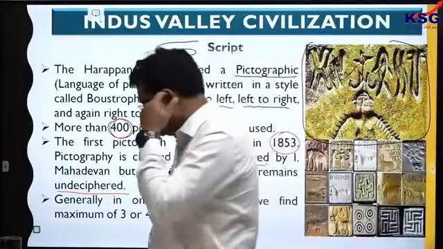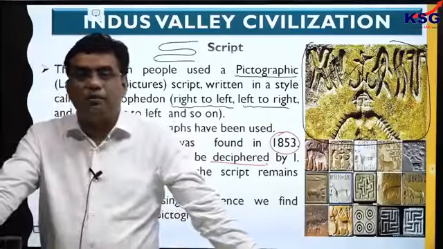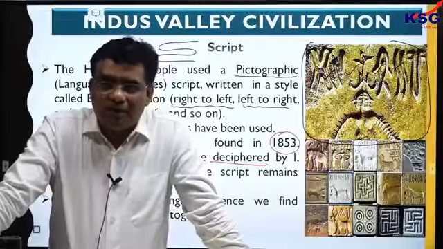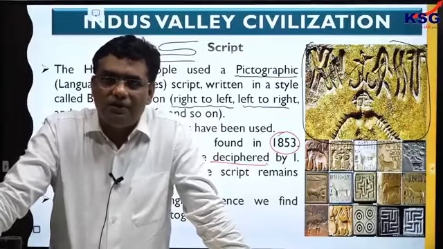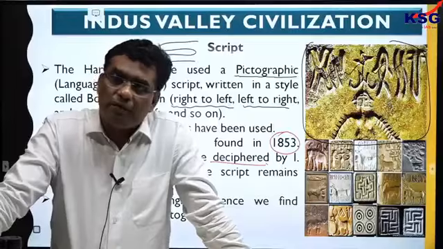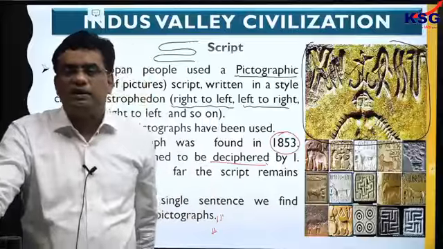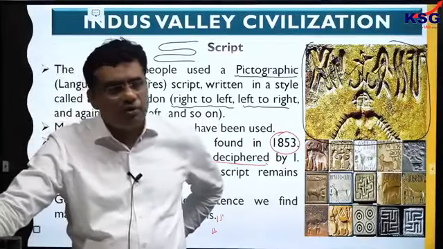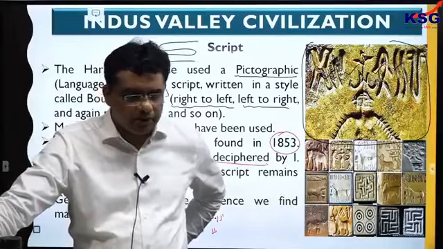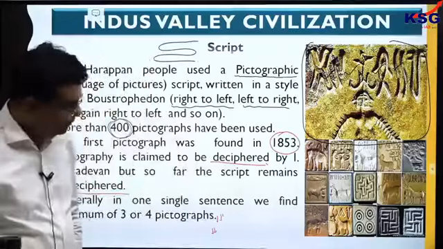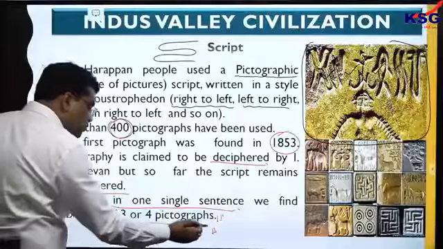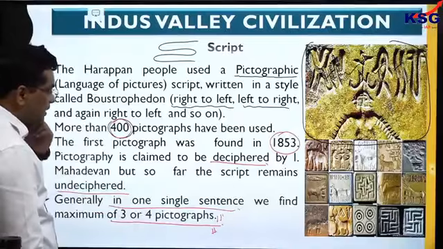So they had a script. They also had very distant communication. Suppose they had to purchase something from Mesopotamia, then what would they do? A communication language, a link language, was needed. A script is generally derived when you have long distance trade. What I feel, and what other scientists feel, is that it was mainly because of long distance trade that a script was realized. A script became the need of the time. So generally in one single sentence we have 3 to 4 pictographs.